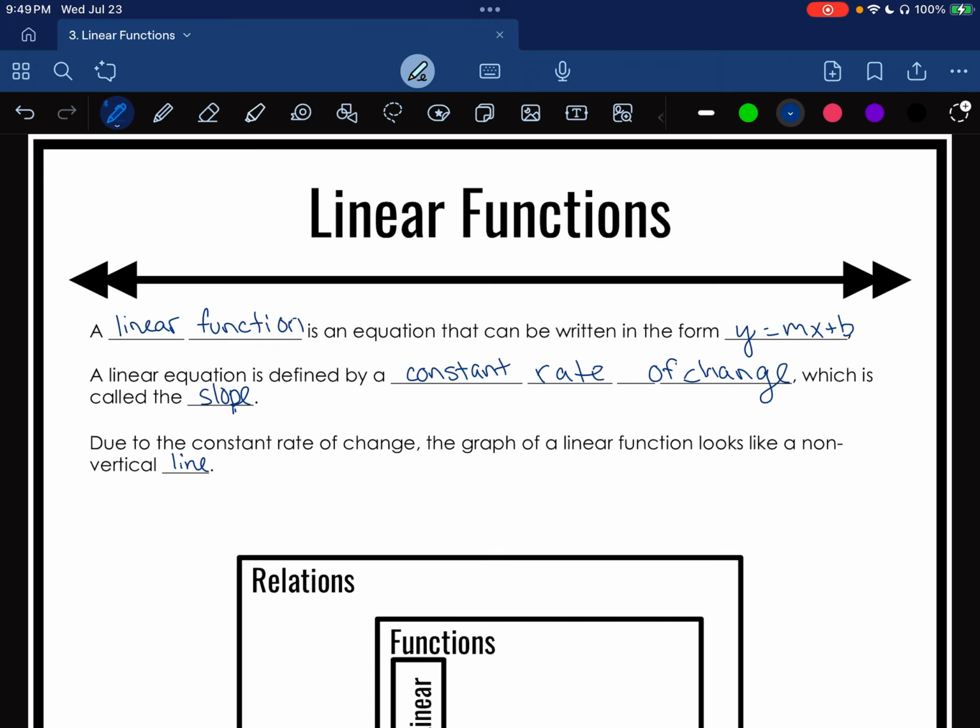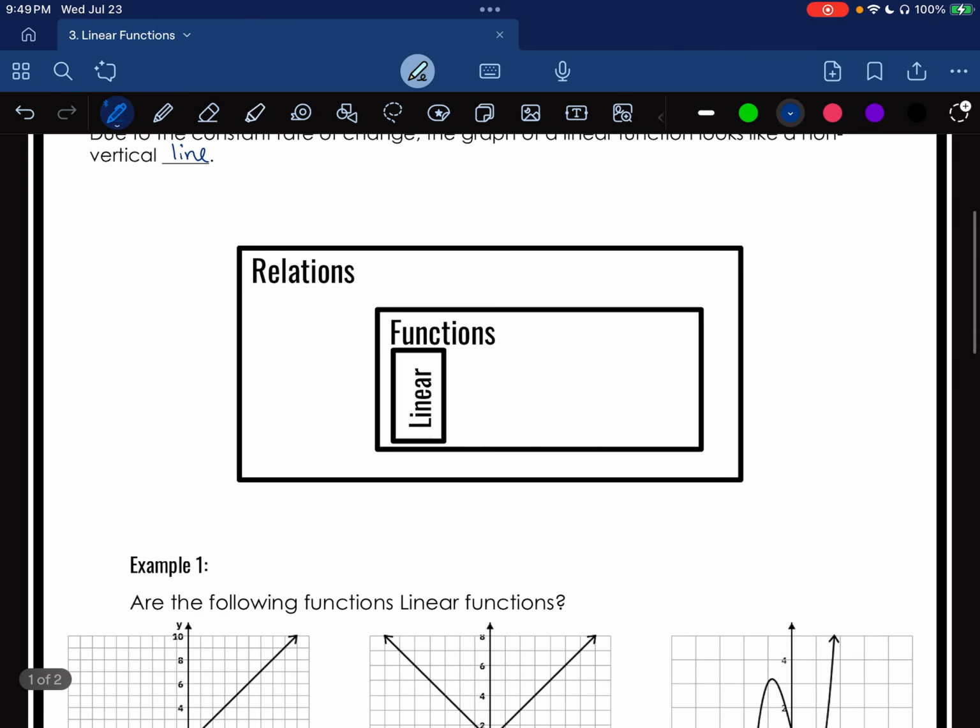All right, so look at this handy dandy graphic organizer I have here. Remember we said relations pair inputs with outputs. That's the big overarching group. Then a subset of that, functions. They make sure that every input has exactly one output, or every x has one y, or it passes the vertical line test.